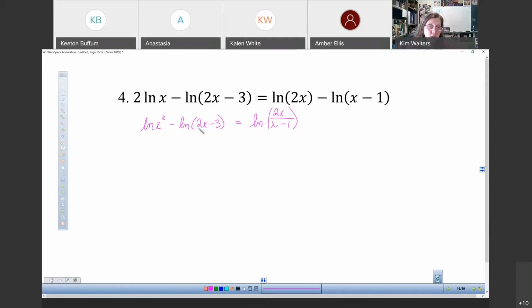Now I'm going to do the same thing over here on the left-hand side. You can do that all at once if you want to. I just did it in 2 steps. The natural log of x squared over 2x minus 3, and that's going to be equal to the natural log of 2x over x minus 1. All right. Now I have little natural logs and whoosh, they go away. So I'm going to set both sides equal to each other. So that means I have x squared over 2x minus 3 is equal to 2x over x minus 1.